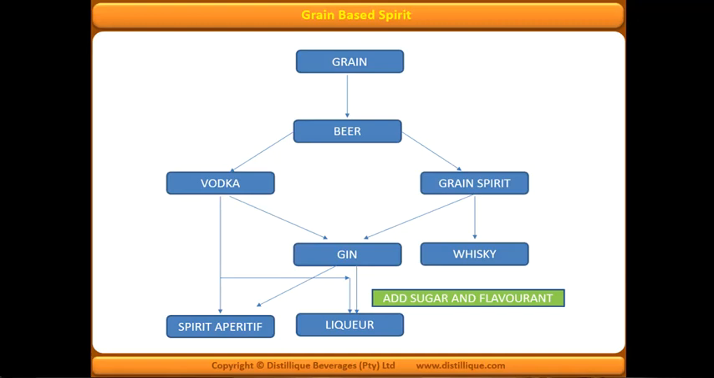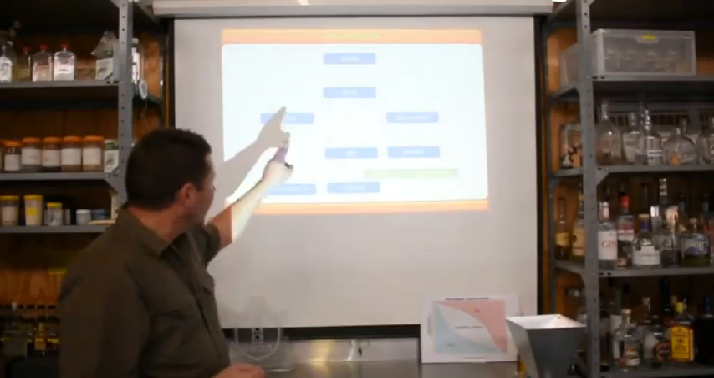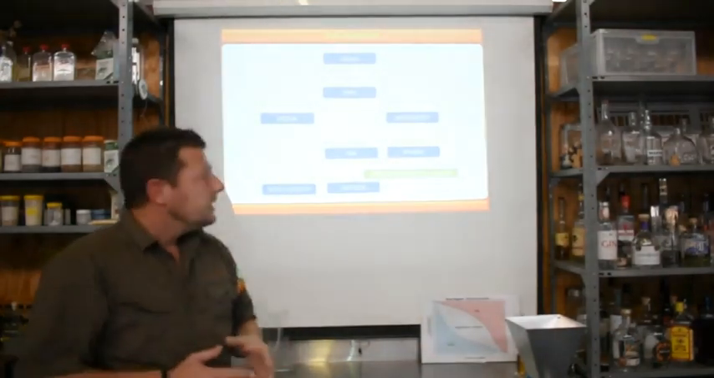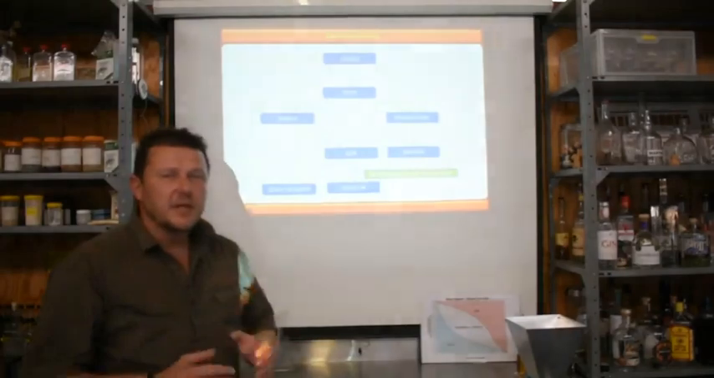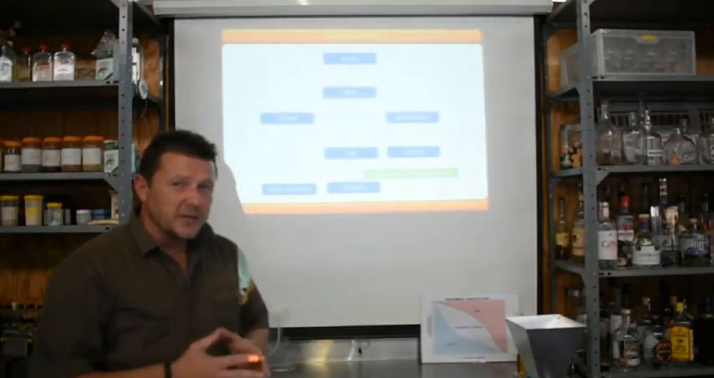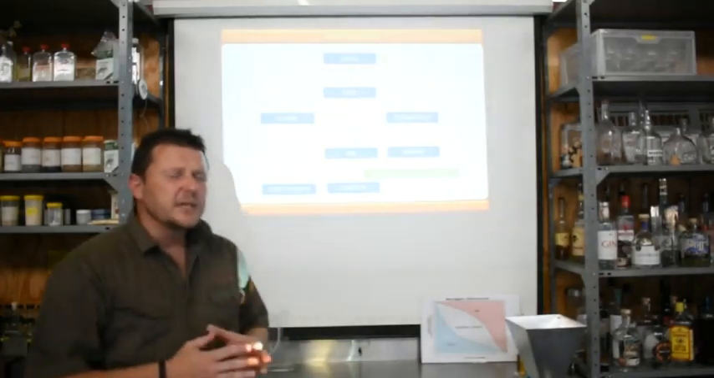I can add more sugar and I can add a flavorant to it. Then I've made a liqueur. Again, using a vodka, gin or grain spirit, I can turn that into a liqueur. Now the difference between a spirit aperitif and a liqueur has gotten kind of fuzzy. After March this year, when the law changed again, it's very difficult to distinguish between the two.